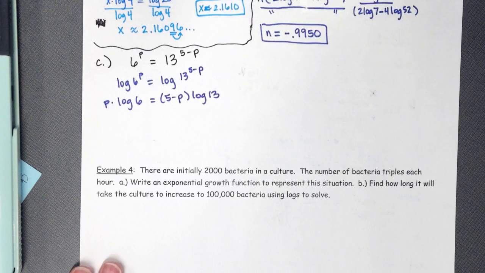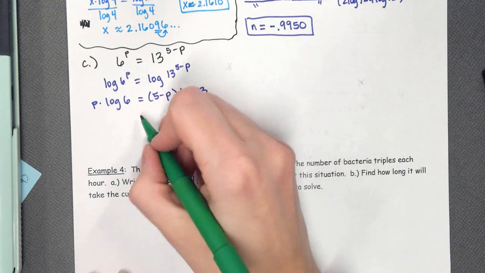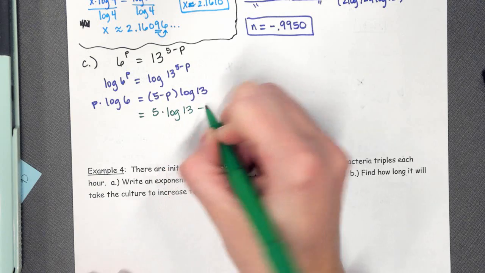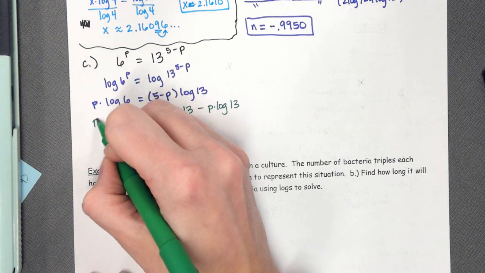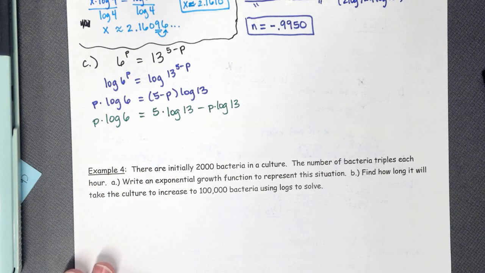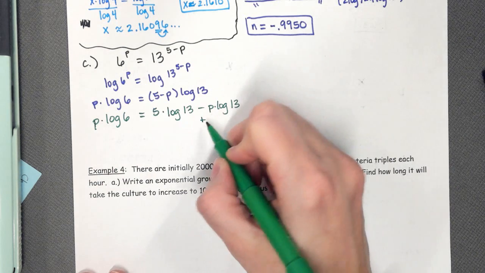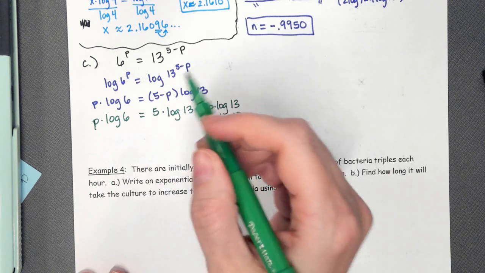Okay, so were we able to get here okay? All right, now we can distribute. Oh, and then I told you I'd show you a little shortcut. So this would be 5 log of 13 minus p times the log of 13. So again, you're getting all the variables on one side. So if you are adding this over, looks like c log, doesn't it? The c log of 13.